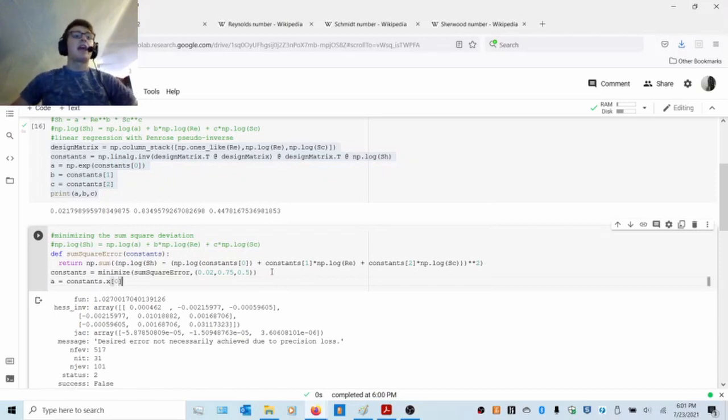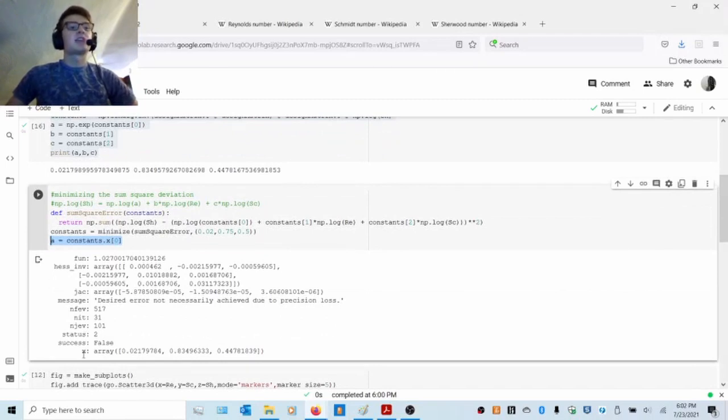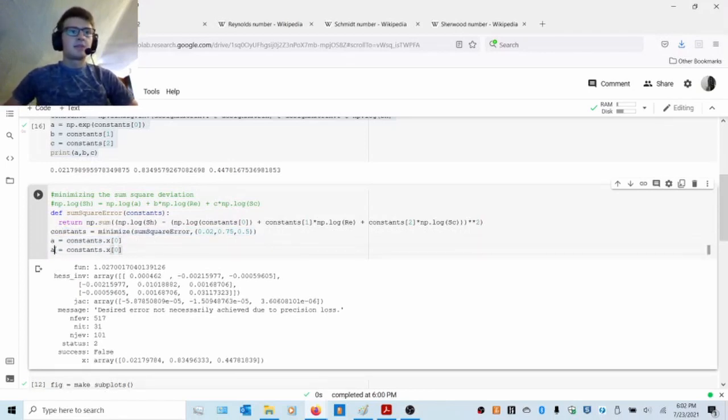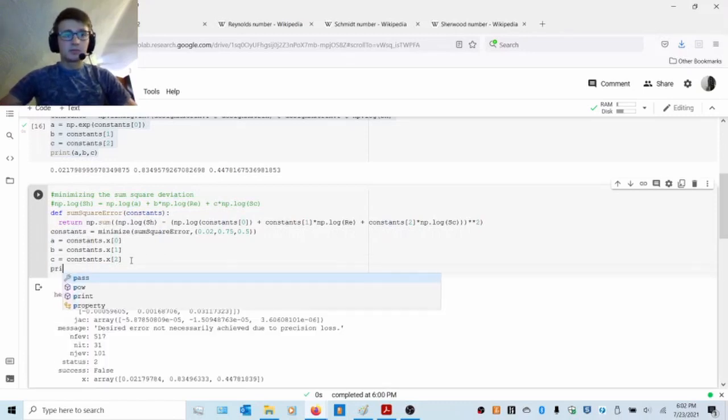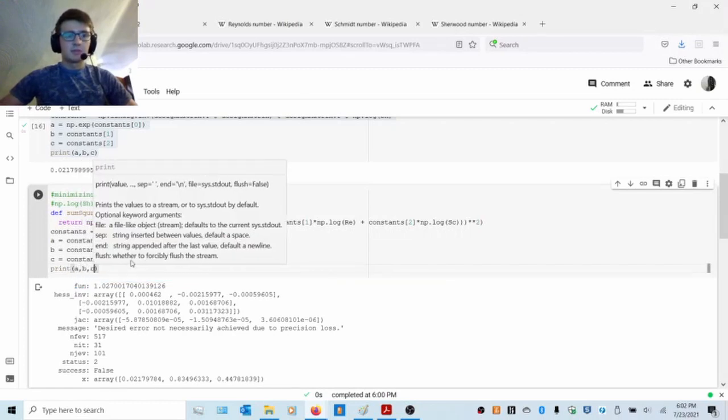0. So we're saying that a is the first value from the constants array. When I say dot x, it's basically saying call just this line of the output, don't call the whole output. Just call that line. So we'll go ahead and say b is the second value, which would be value 1. And then copy paste that again. I like to just copy paste and change. I find that's easier for me to keep up with. And then we will do print A, B, C.